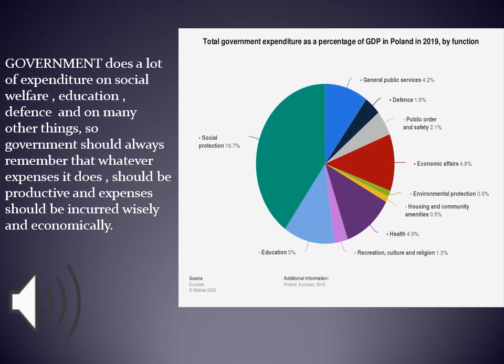Government does a lot of expenditure on social welfare like education, defense and many others, you can see in the graph. So government should always remember that whatever expenses it does should be productive and expenses should be incurred wisely and economically. There should be no corruption while implementing any plan, any scheme and incurring any expenditure.